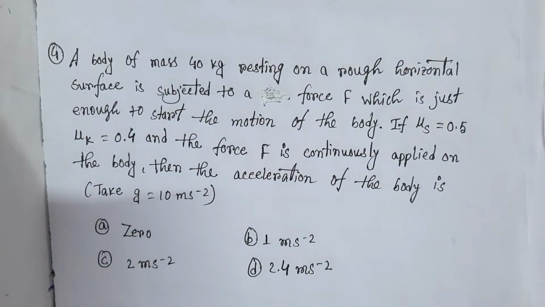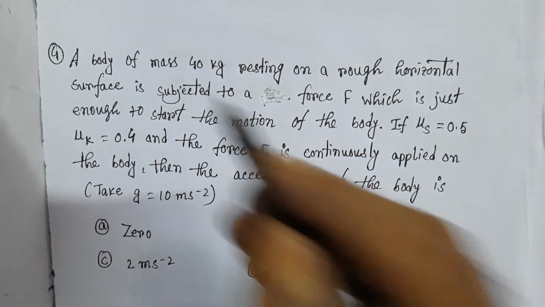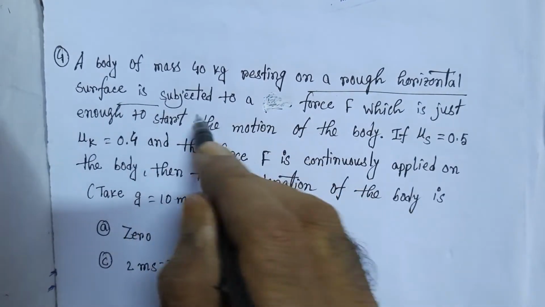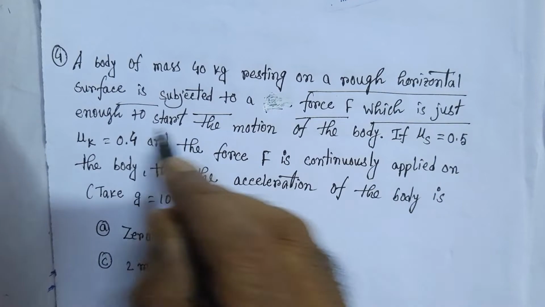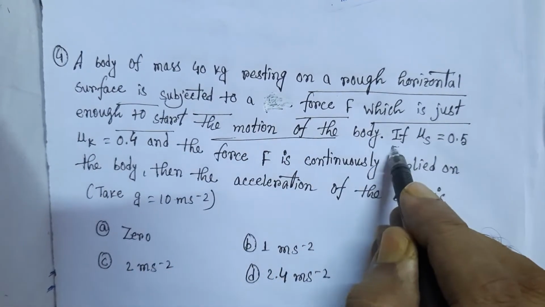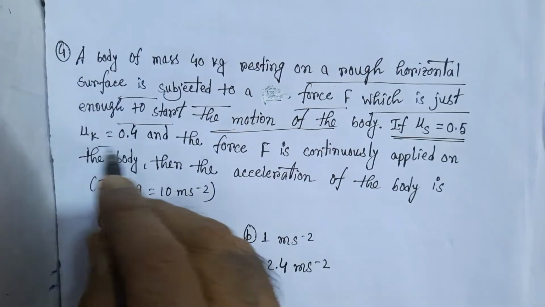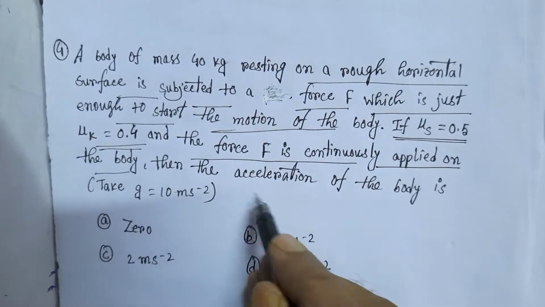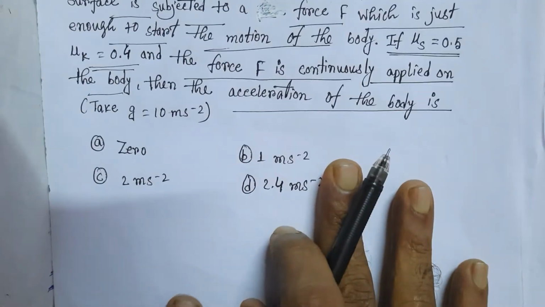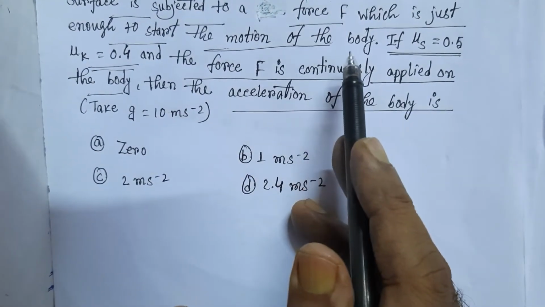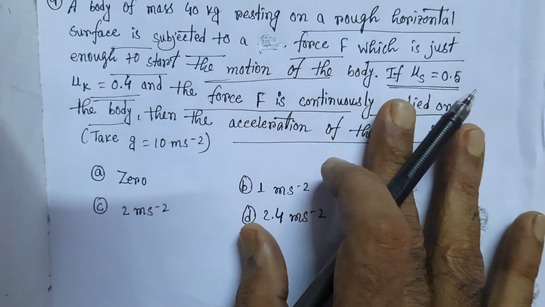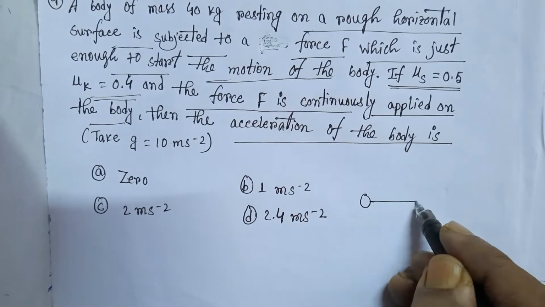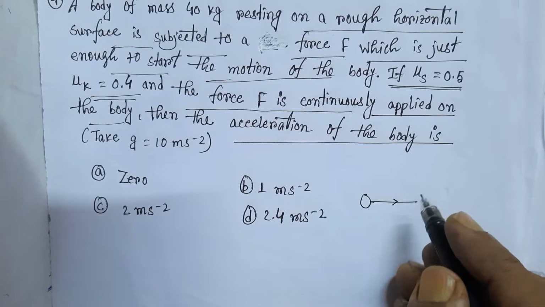It is also a question from mechanics. A body of mass 40 kg resting on a rough horizontal surface is subject to a force F which is just enough to start the motion of the body. If mu s is 0.5 and mu k is 0.4, and the force F is continuously applied on the body, find the acceleration of the body. Now, the force applied is just moving the body. So, the force is just greater than the limiting value of static friction.